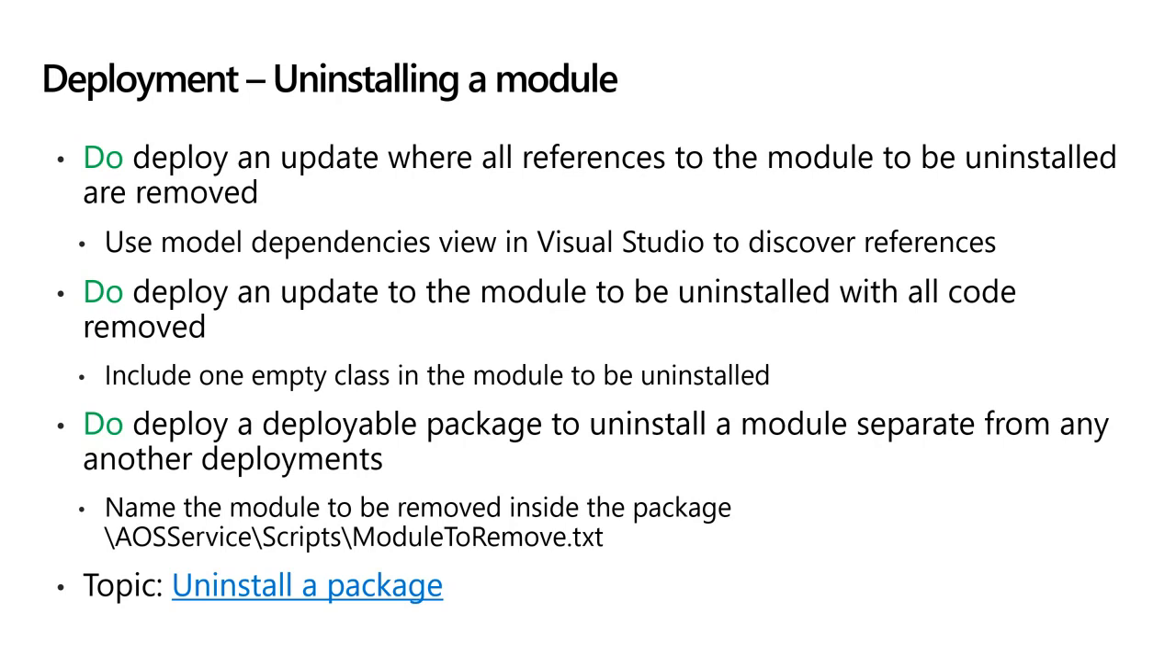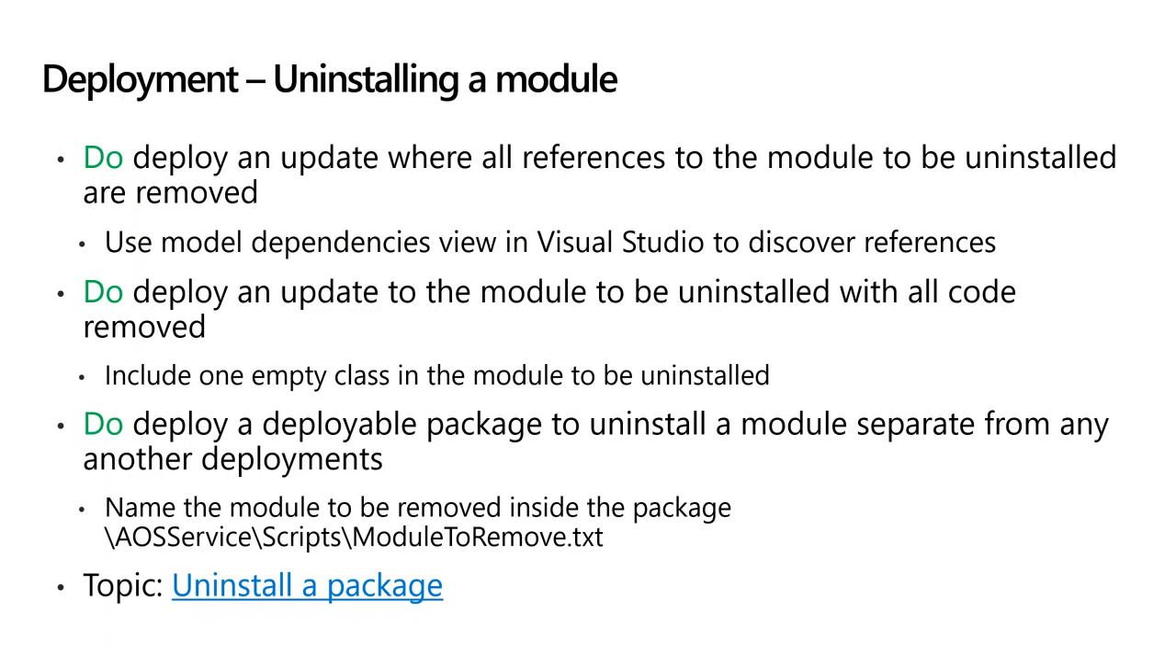Then we recommend that you update the module to be uninstalled with all code removed. So you take all the code out of the model except one class, you build it, then you deploy that. It's small, and it doesn't reference anything itself.